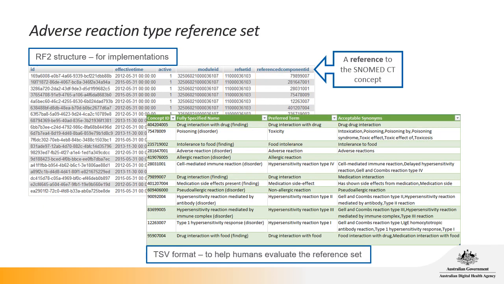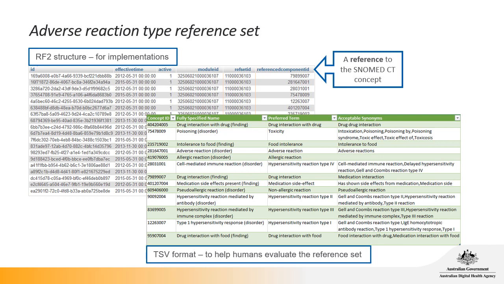Let's talk a little bit about the traditional format of a simple type reference set, in this case, the adverse reaction type reference set. This reference set supports the recording of the type of adverse reaction experienced as determined by the clinician. Here are screenshots of a couple of different versions of the reference set that suit different purposes. We won't go through all the details. It's here so you have an idea of the structural differences between a reference set and a value set.